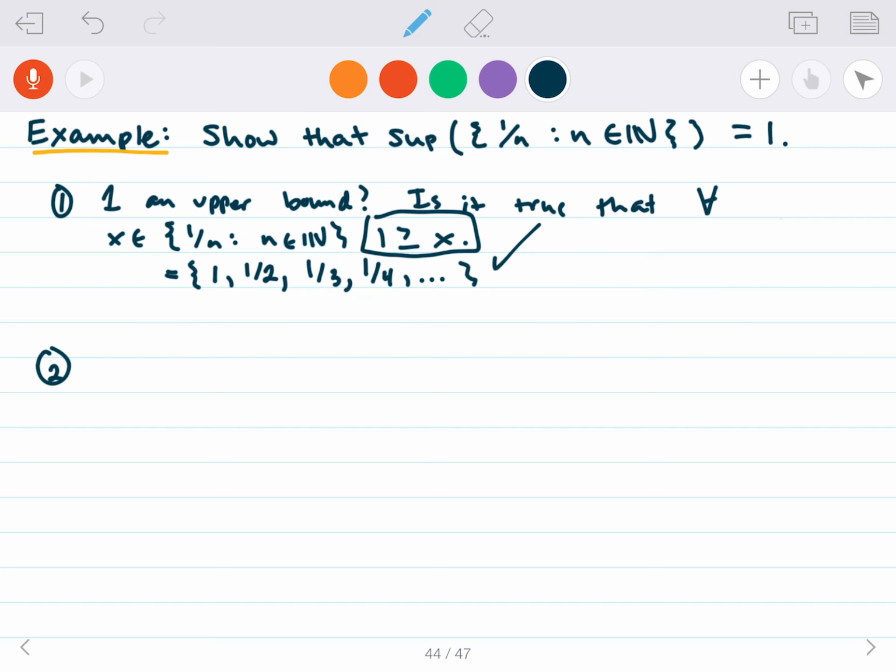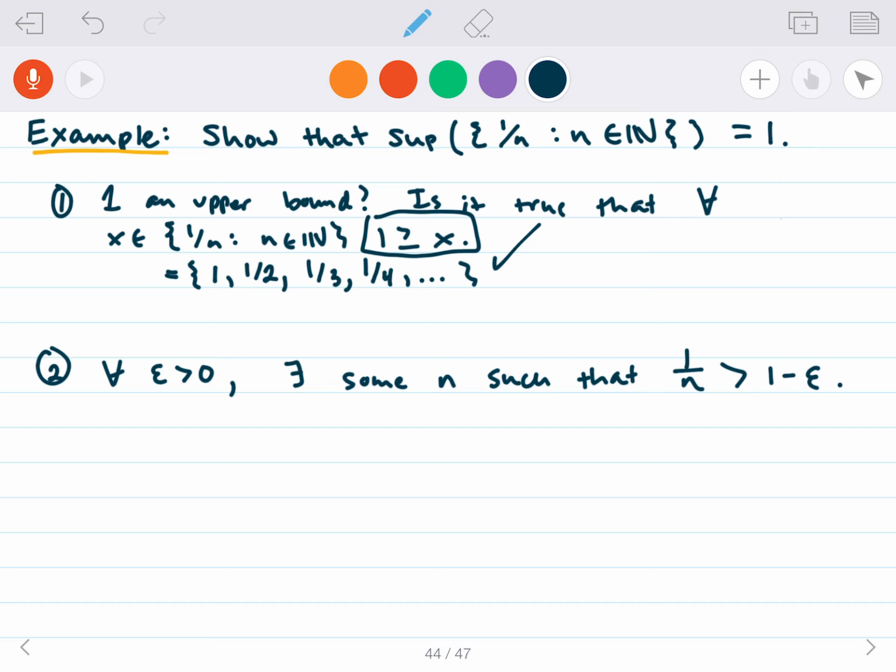And the second thing we want to show is for all epsilon greater than 0, there exists some n such that 1 over n, so something in our set, is going to be greater than 1 minus epsilon. In other words, 1 minus epsilon is not an upper bound. Okay, we can find something in our set that's actually bigger than 1 minus epsilon.